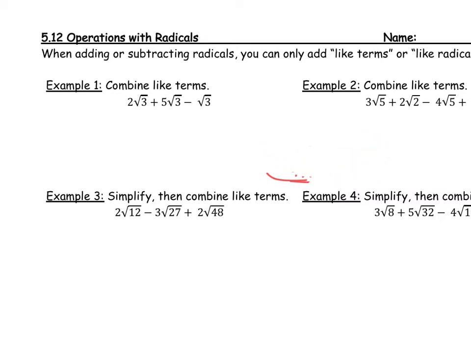They have to have the same square root, same radical, with the same number underneath it. So all of these have a square root of 3. So we just add the numbers in front. So I got 2 plus 5 minus, if there's nothing there, it's a 1. 2 plus 5 is 7 square roots of 3. Minus, that's 1 square root of 3. 7 minus 1 is 6. So that's 6 square roots of 3.